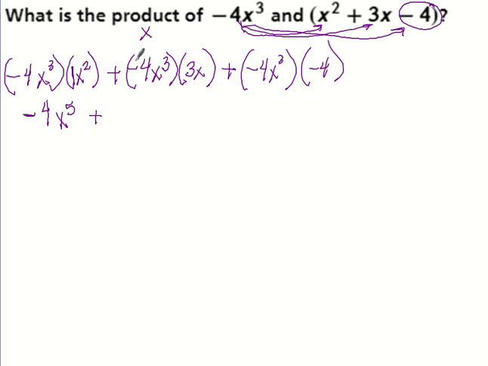So then we do the same thing here. Negative 4 times 3 would get me negative 12x. And then again, I'm going to add, there's 3 here, there's 1 here, so it's x to the 4th. Okay? And then the last one, since there's only a constant with a coefficient, we're going to go negative 4 times negative 4. That is, in fact, a positive 16. And then there's no other x, so it just becomes x to the third. And that is our product of negative 4x to the third times x squared plus 3x minus 4. It's just distributing.